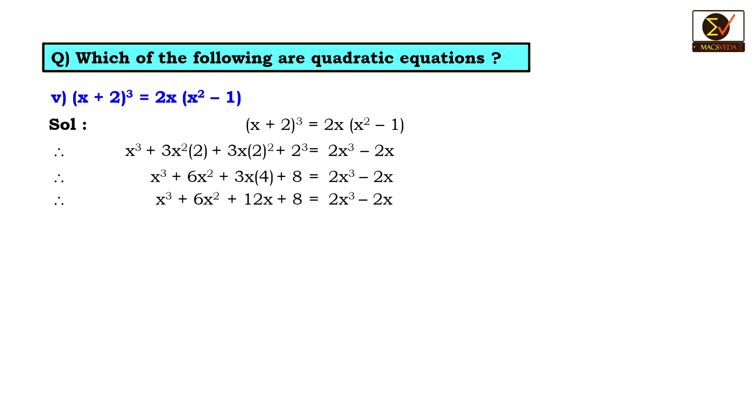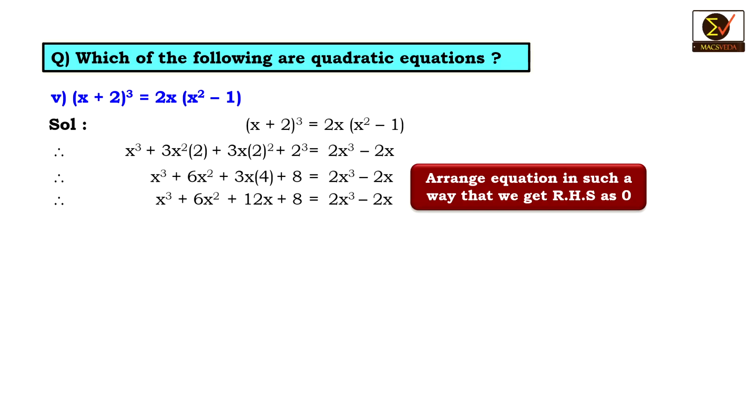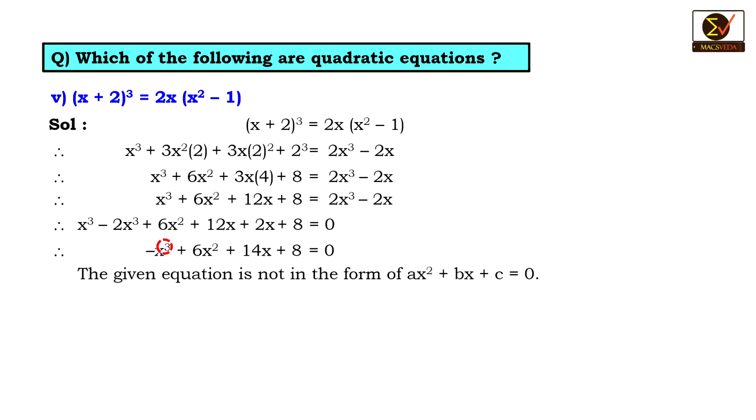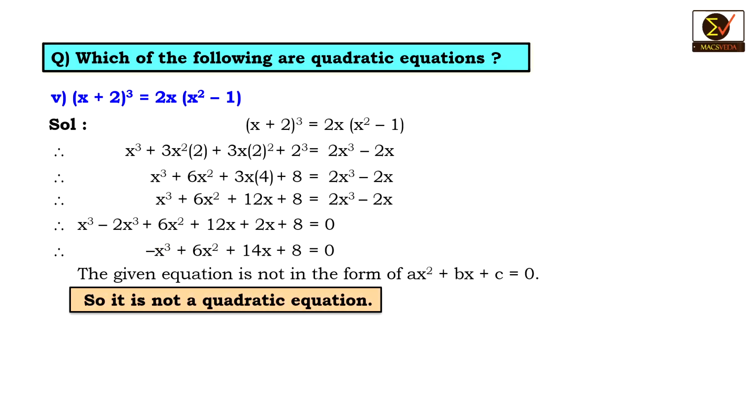So taking these two terms to the left side, so we get x cube minus 2x cube plus 6x square plus 12x plus 2x plus 8 is equal to 0. So when you simplify this, we get minus x cube plus 6x square plus 12x plus 2x is 14x plus 8 is equal to 0. And here the highest index of the variable x is 3. So it is not in the form of ax square plus bx plus c is equal to 0. Therefore it is not a quadratic equation.